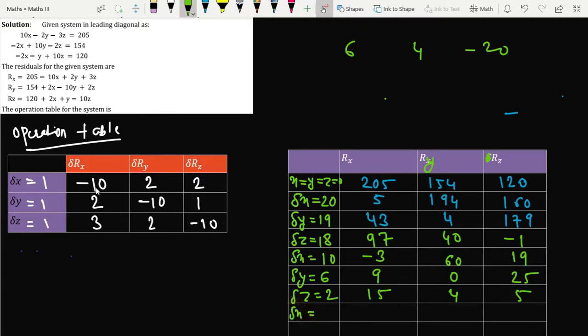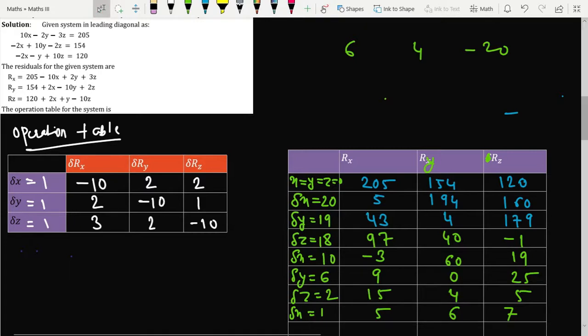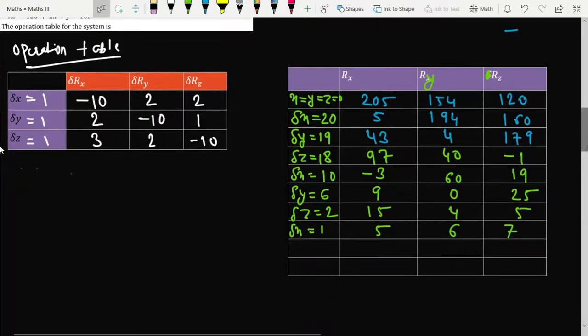And delta x is equal to minus 10. So we just use 1. So when you use 1, we have to use only this row. So minus 10 and 15. We get 5, 2, 4, 6, 5, 2, 7. Moving to the next, if you observe, the numbers are decreasing now. And what is our aim? Our aim is to reduce the numbers almost equal to 0.